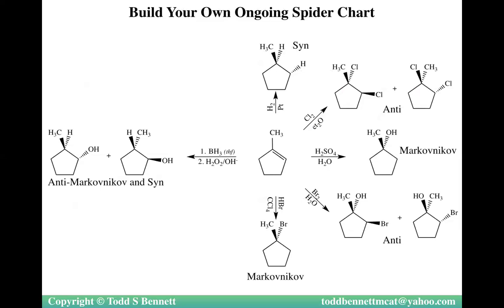Spider chart time. So one more to add, mCPBA or peroxy acid. When we treat this with that, in the presence of acidic water, we're going to put in two OHs, and we're going to do it in an anti-fashion. So our stereochemistry is anti. So you get both of those enantiomers. So one more spot. So done for now.